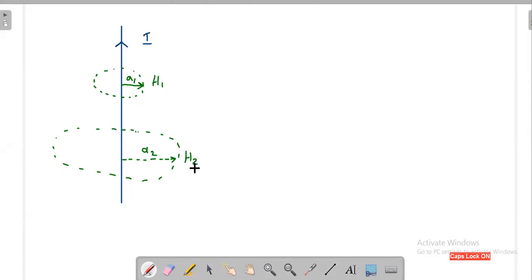So H2 will be less than H1, because in case of H2 you are on the imaginary circle whose radius is high. So you are far away from the source, so your magnetic field will be less. Please be very clear about this one: A1 is less than A2, whereas H2 is less than H1. You should note this down.